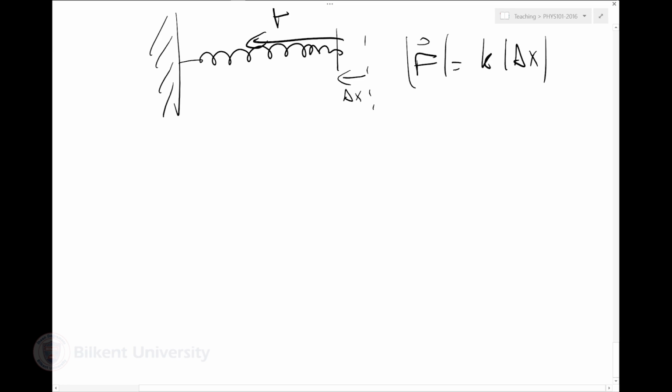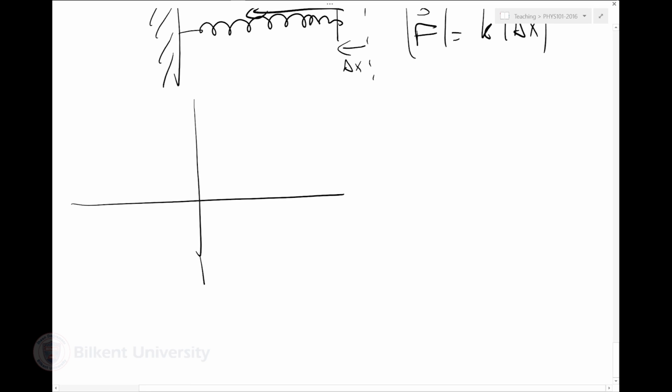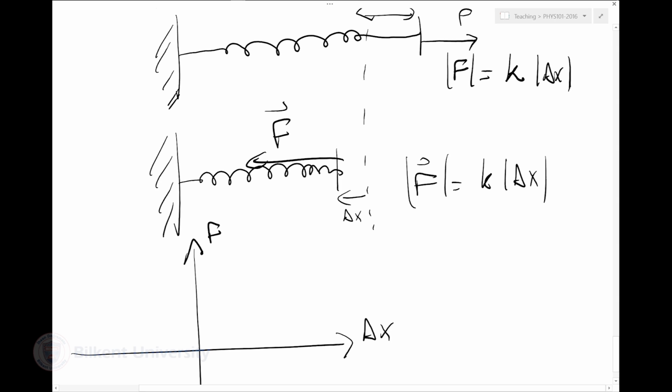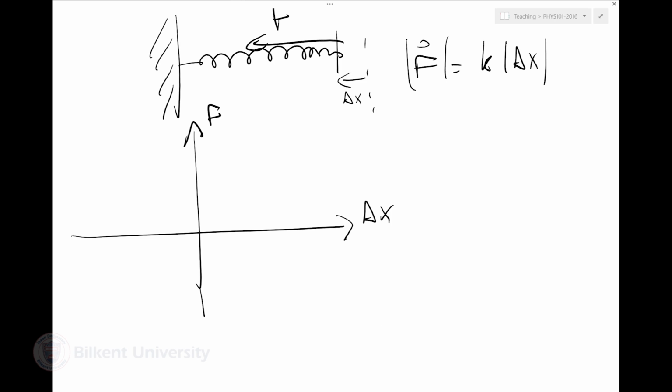So in general, for a spring, I can say, if this is the force and this is the stretching of the spring, delta x, if I have positive stretching, then I have the force in one direction. If I'm actually trying to push it in, I have the force in the other direction. So that's the force needed to apply.